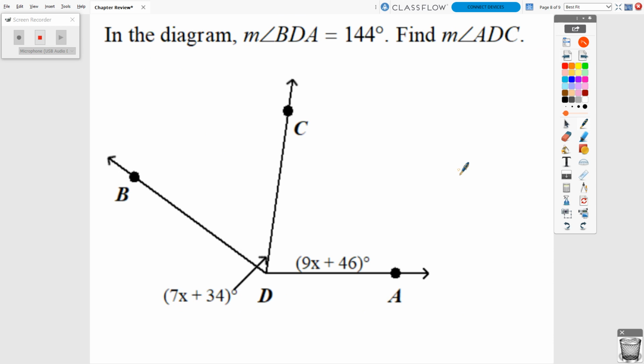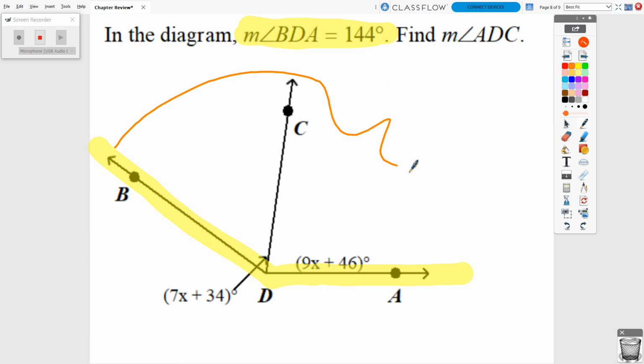All right, second to last problem here. In the diagram, angle BDA. BDA. So the great big angle is 144 degrees. So what I would do is just kind of like, do all that fancy squiggle bracket. All of that is 144 degrees.